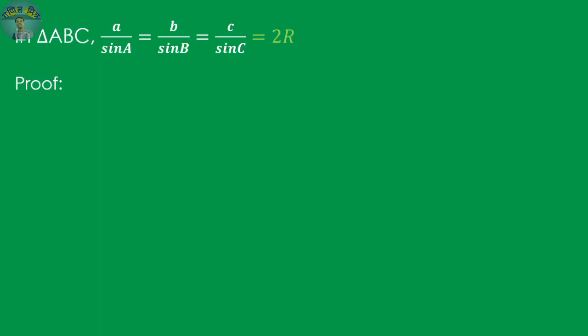Now we are going to prove this statement. This proof is divided into two parts. Proof of the first 3 equalities is the first part of the proof, and the second part is that it is equal to 2R. So let us start with the first part.